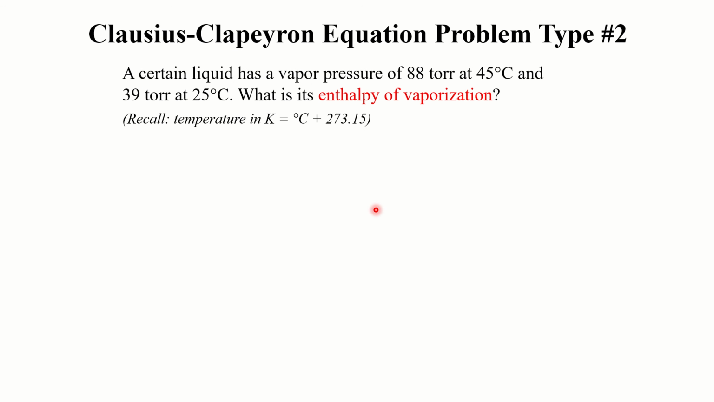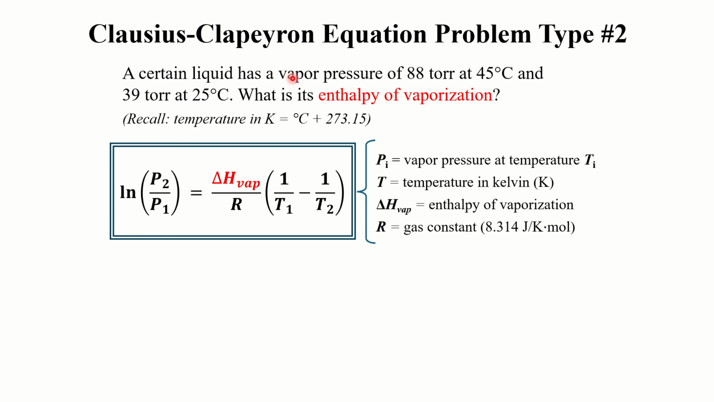All right, let's look at a second type of example problem. Suppose you are told that a certain liquid has a vapor pressure of 88 torr at 45 degrees Celsius and 39 torr at 25 degrees Celsius. What is its enthalpy of vaporization?